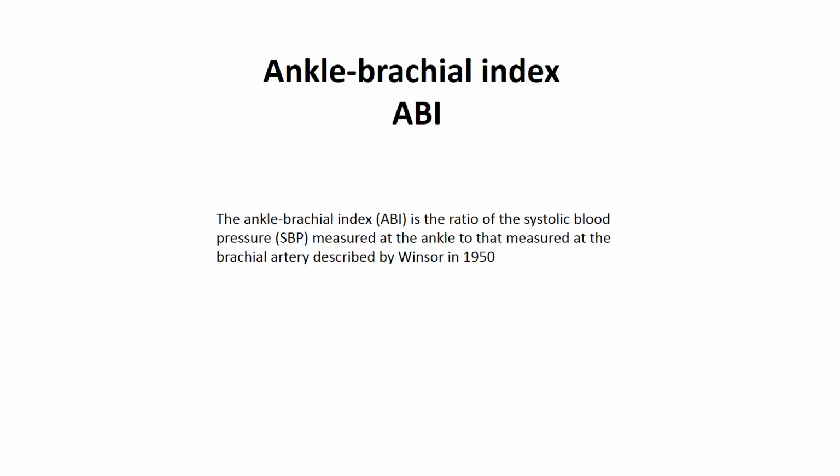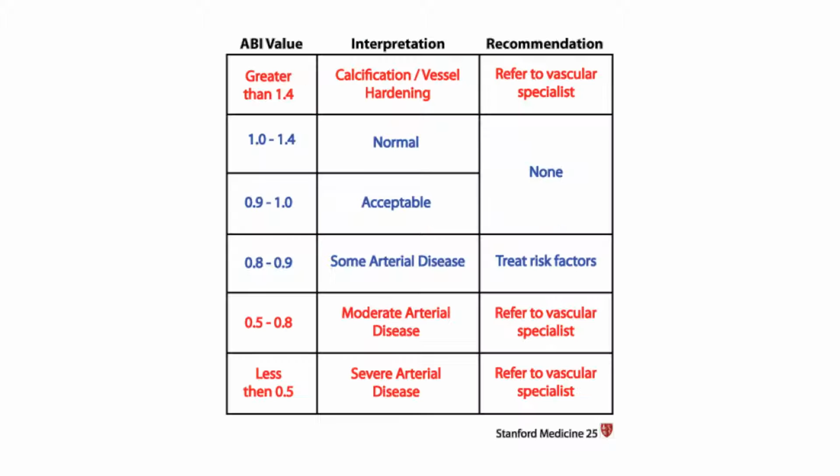The ABI, also known as the ankle brachial index, is the ratio of the systolic blood pressure measured at the ankle to that measured at the brachial artery. This was described by Windsor in 1950, and it's a relatively simple diagnostic test done with blood pressure cuffs. And we look at the value.